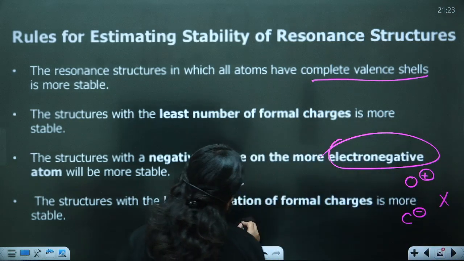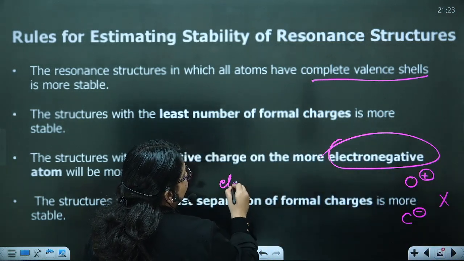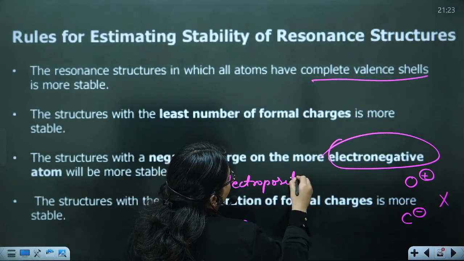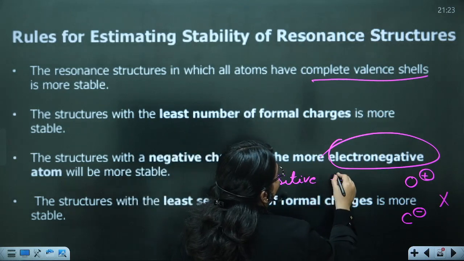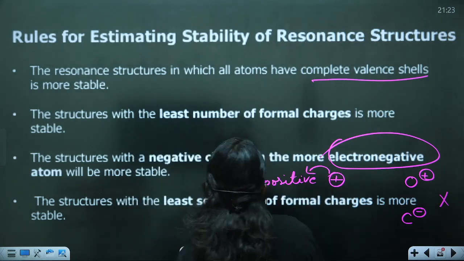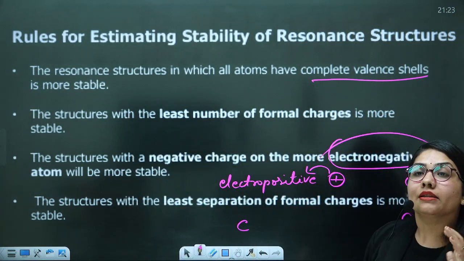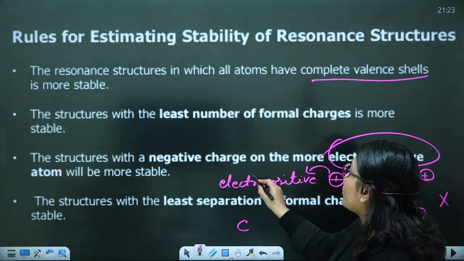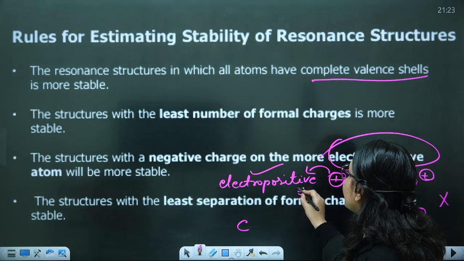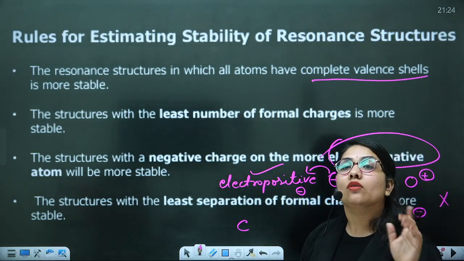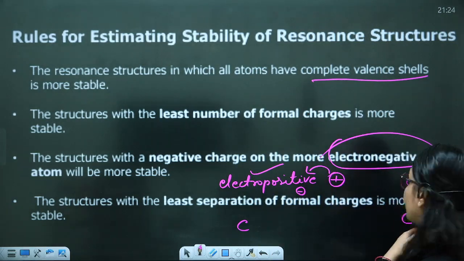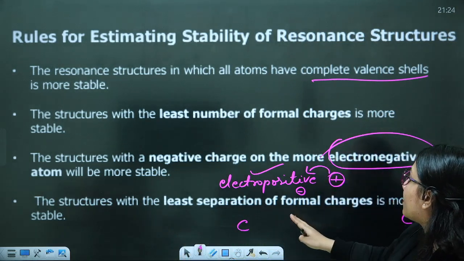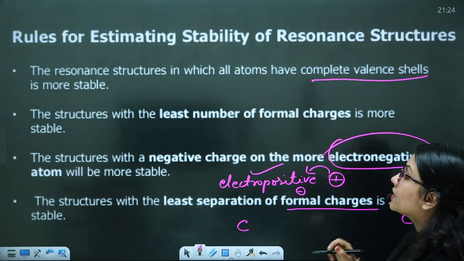If some electropositive atom is present, the plus charge should be on the electropositive atom, then the resonating structure will be more stable. If there is an electropositive element and a negative charge is present there, then it will not be a stable resonating structure. Come to last, the structures with the least separation of formal charges are more stable.